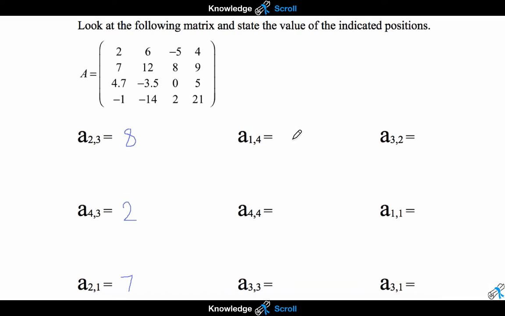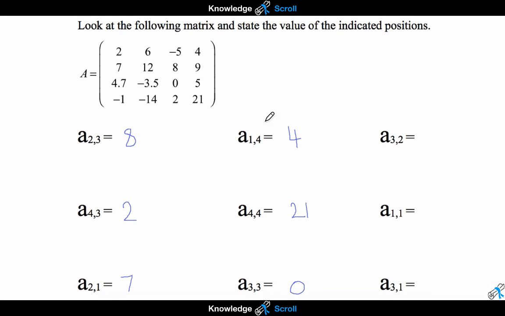A14 should be the number 4. A44 should be the number 21. A33 should be the number 0.